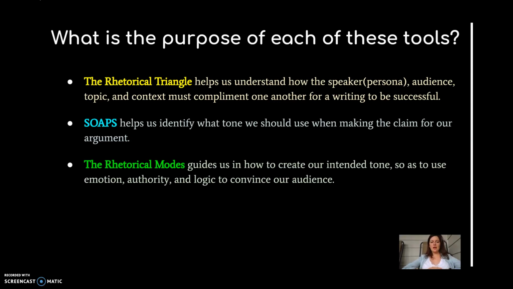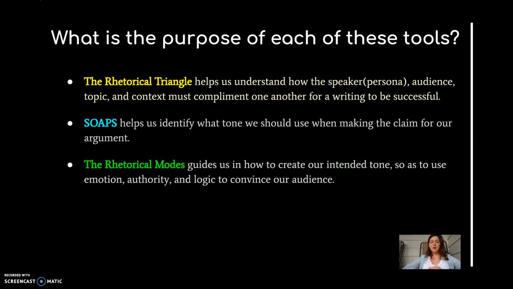The rhetorical triangle helps us understand how the speaker or the persona, which is the way the speaker portrays themselves to the public. For instance, someone who is a TV personality is going to behave very differently on TV than they do in the comfort of their own home. And so that's the difference. So the speaker persona, the audience, topic, and context must complement one another for a writing to be successful. So the rhetorical triangle is about how these components work together to achieve a successful piece of writing or a successful speech.